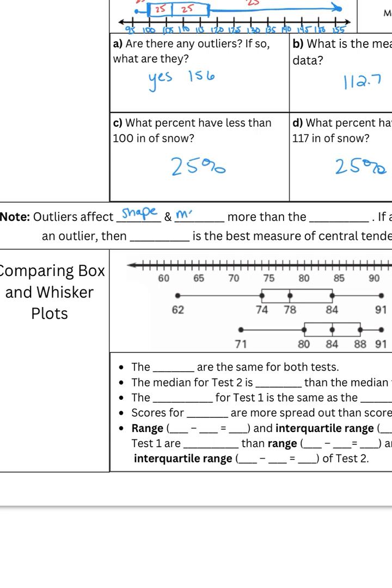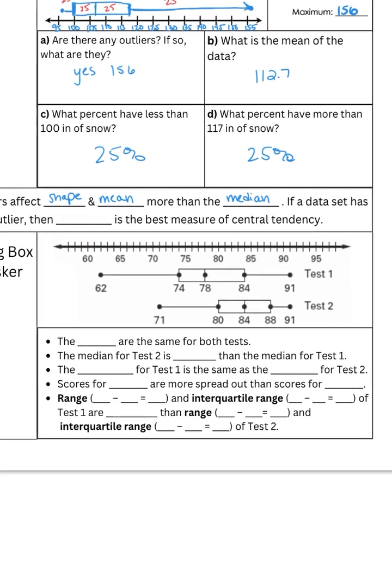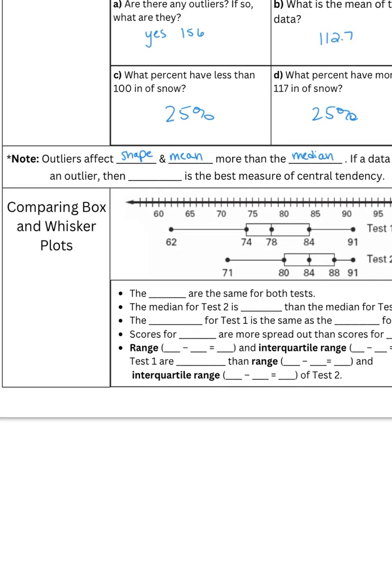All right. Outliers affect the shape and the mean more than the median. If a data set has an outlier, then the median is the best measure of central tendency because it changes the least.